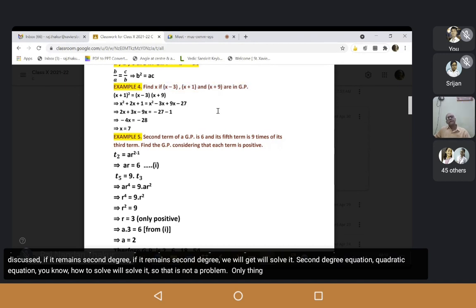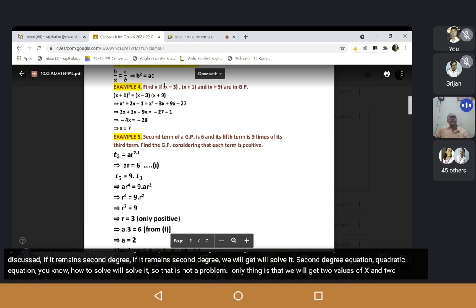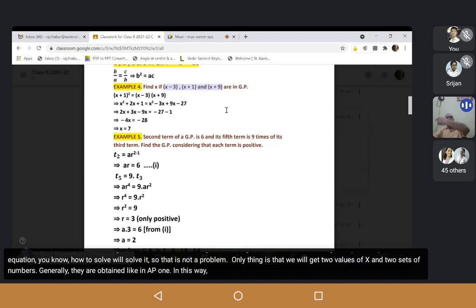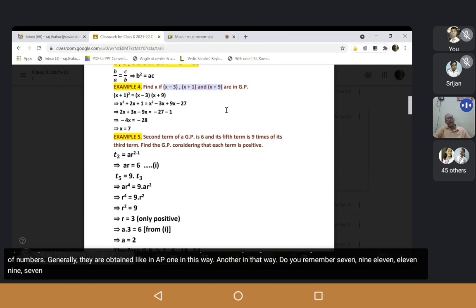Only thing is that we will get two values of x and two sets of numbers. Generally, they are obtained like in AP, one in this way, another in that way. Do you remember 7, 9, 11, 11, 9, 7? That example? Like that it comes, usually. ABC, CBA, both are GP.